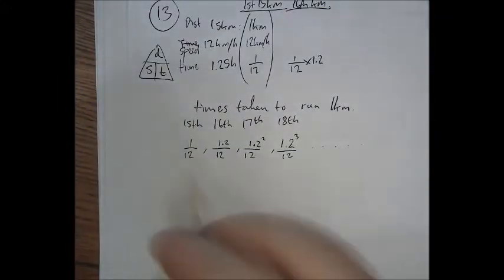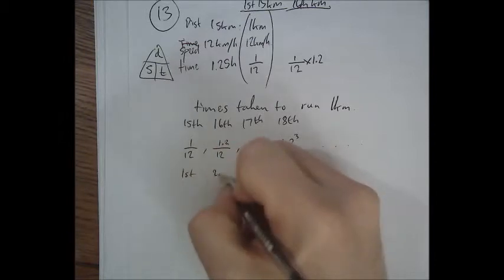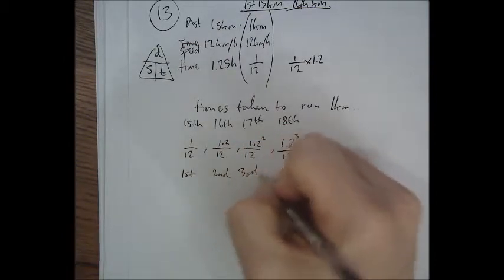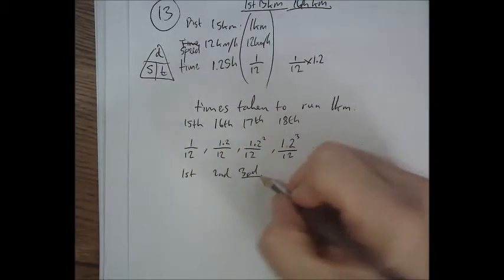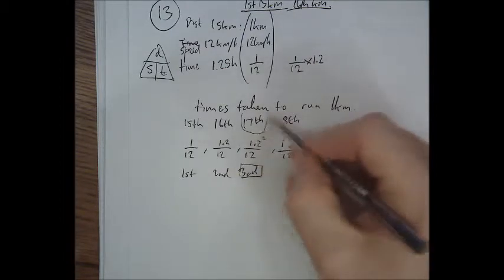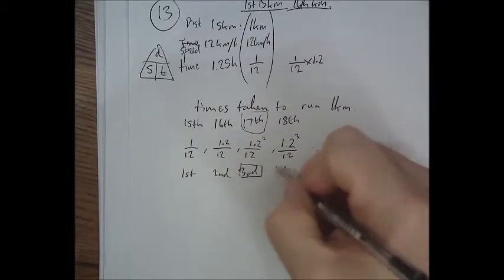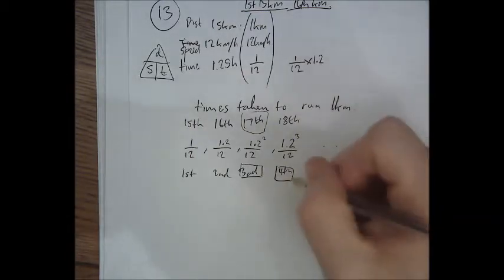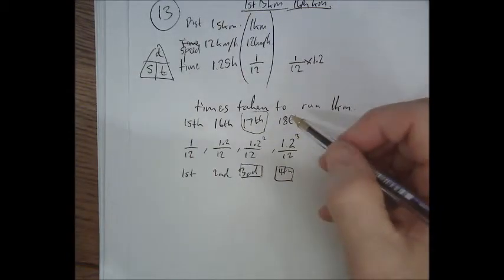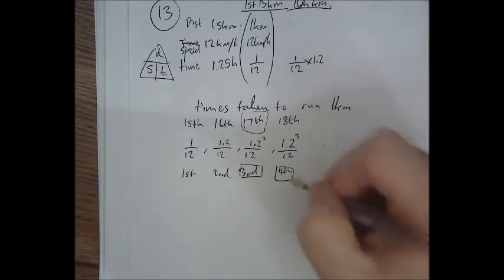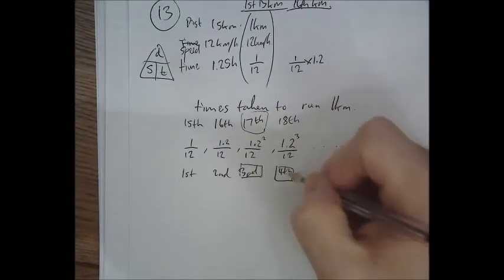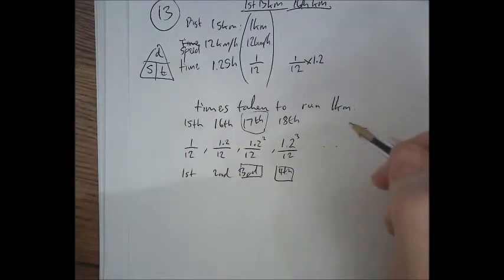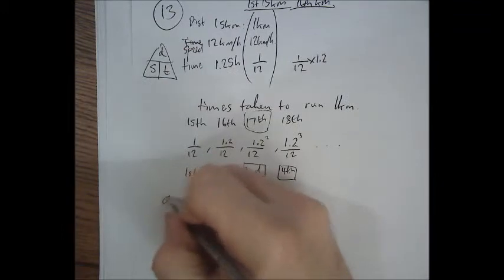Okay, and clearly this is the first term, this is the second term, this is the third term. So the third term has the 17th kilometre in it, the fourth term has the 18th kilometre in it. So if I want to know which actual kilometre is being run, I should take the position, the term it is, and add 14. Okay, so let's actually start doing the question now.